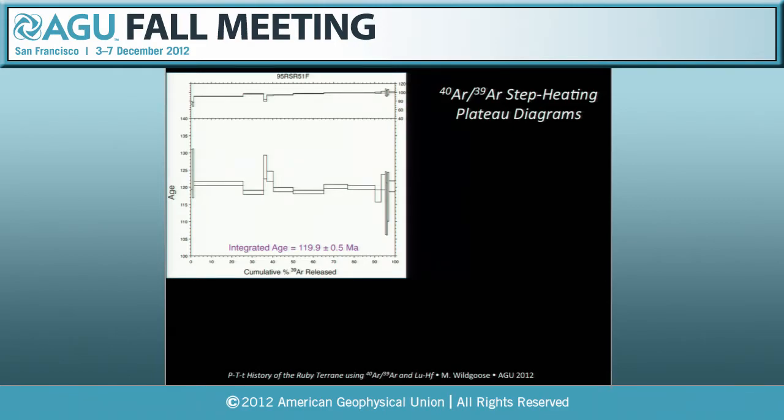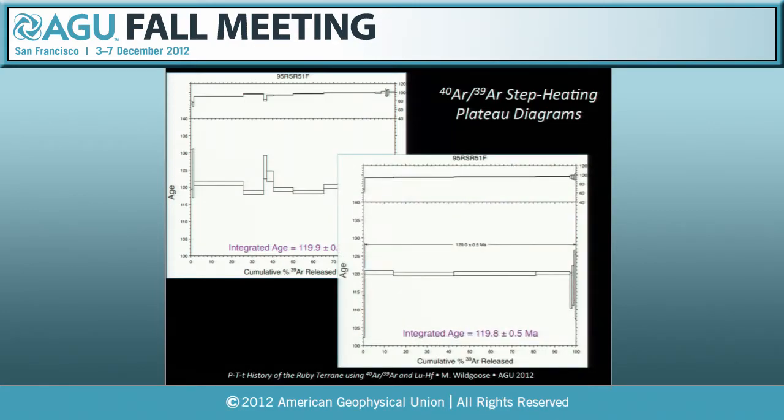Here you can see we did about eight steps. We get a pretty good age of 120 plus or minus 0.5 Ma. Our second aliquot was even better, 4 steps, about 120 as well. So that was good news.